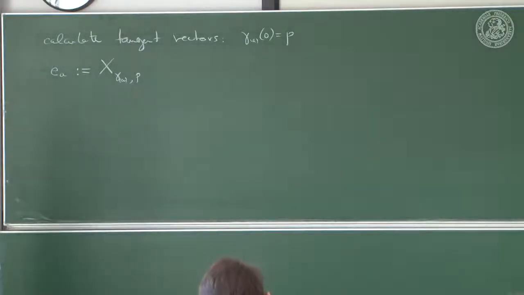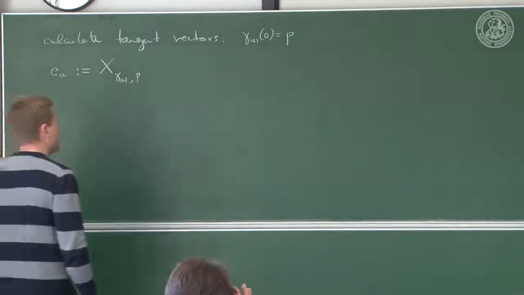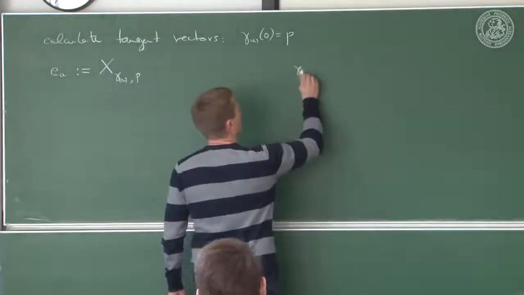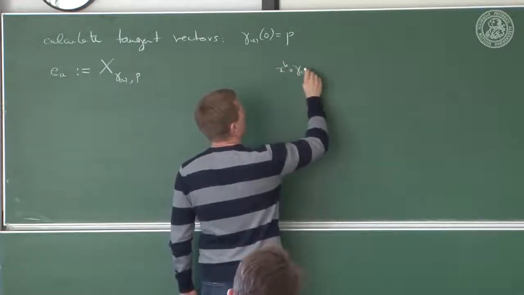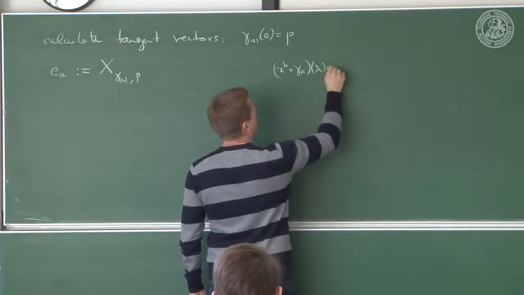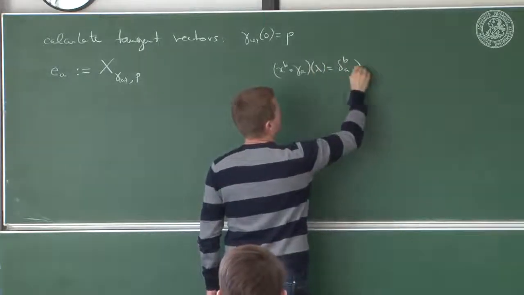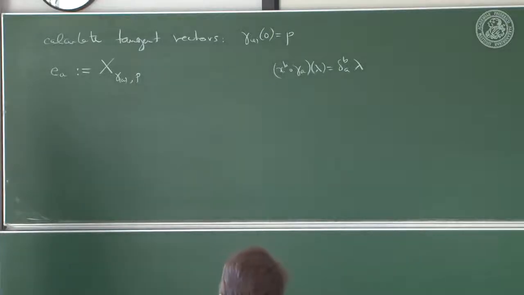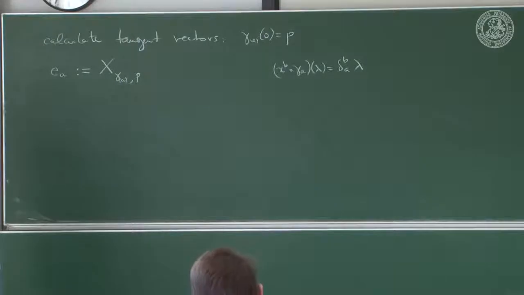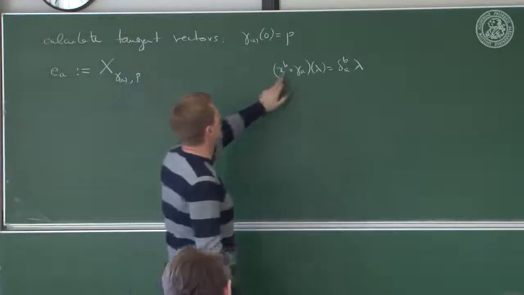Yes. Hang on, what did I write down? I wrote down that gamma A is such that x^b after gamma A of lambda is delta^b_A lambda. That means at lambda equals 0, the value of this, I'm sorry, I'm a little confused, is the x0.